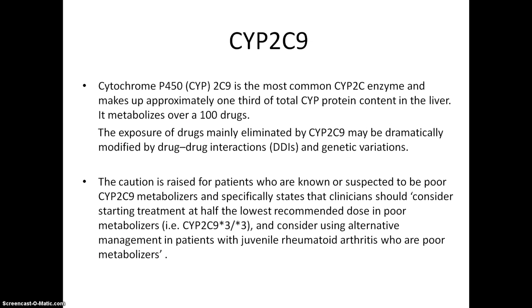More about the CYP2C9 gene: it is the most common CYP2C enzyme and makes up approximately 1/3 of total CYP protein content in the liver and metabolizes a large number of drugs. The exposure of drugs mainly eliminated by CYP2C9 may be dramatically modified by drug-drug interactions and genetic variations, and there have been polymorphisms found for this gene as well. The main caution that has been raised is for clinicians to start with the lowest recommended dose in poor metabolizers, licensed for certain indications such as rheumatoid arthritis.